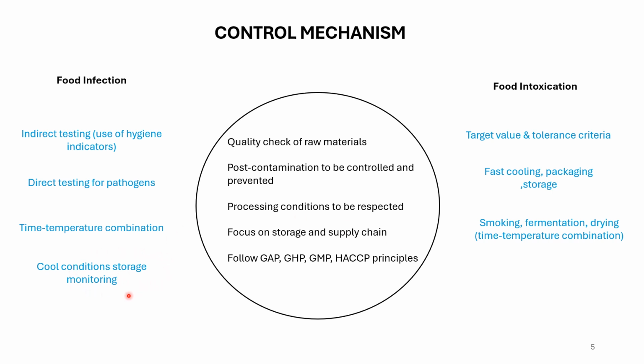In case of food intoxication, during quality check of raw materials, it's not possible to completely reduce the microbial load, but you can set a target value and see whether it is within the tolerable limit. Then, the food that is being produced, mostly canned food products, are subjected to fast cooling, so the time-temperature should be maintained here. Then packaging, they can be subjected to modified atmospheric packaging or controlled atmospheric packaging. And finally, storage. During storage, if there are any changes in acidity of the food product, or the atmosphere in which the food is placed, or water activity, then it needs to be reported and monitored.